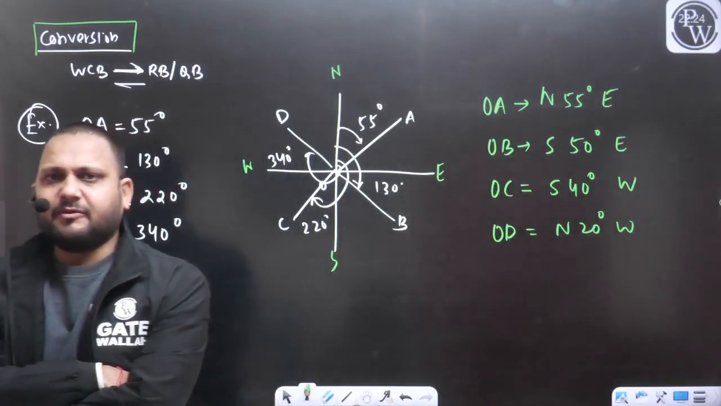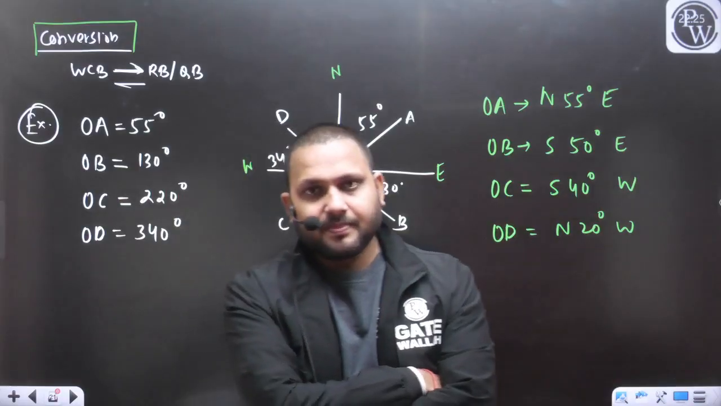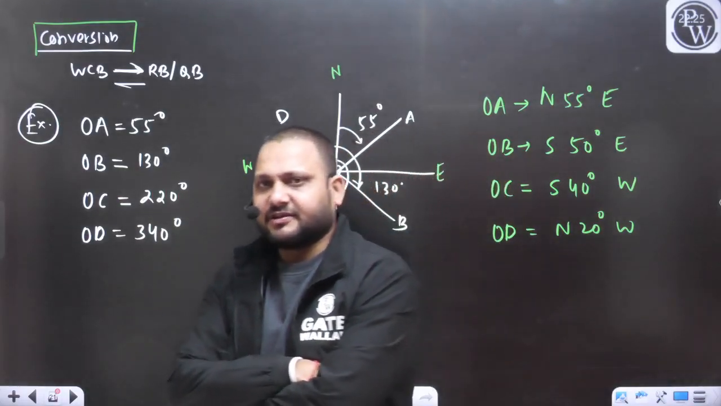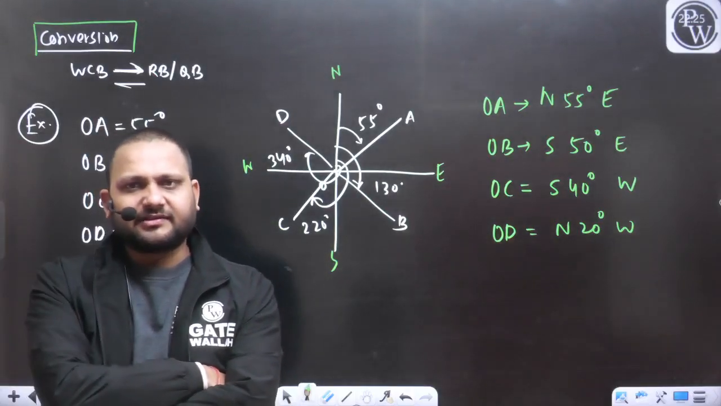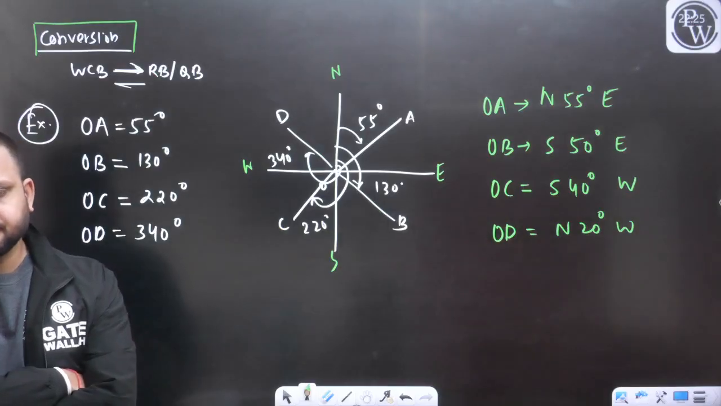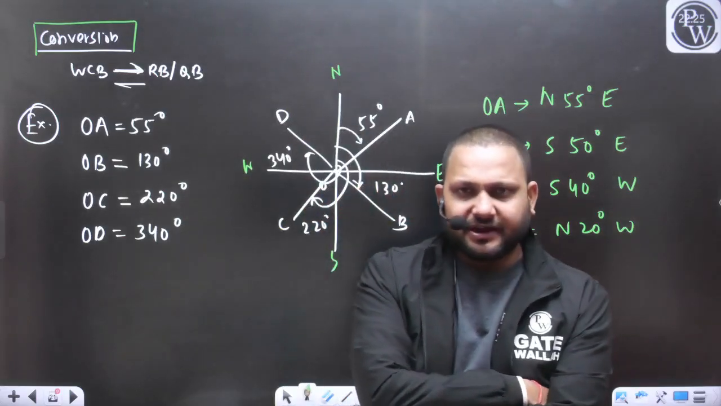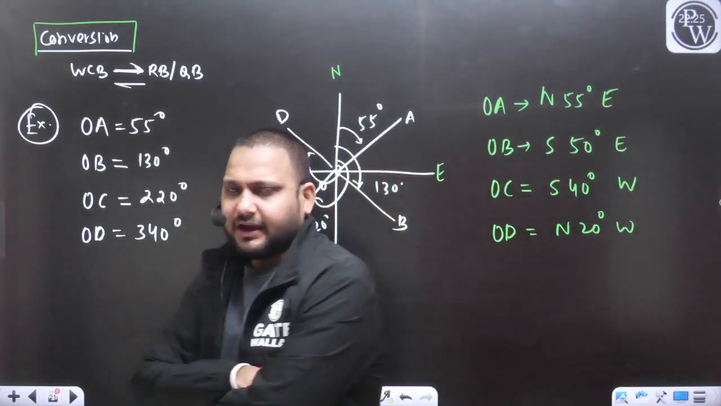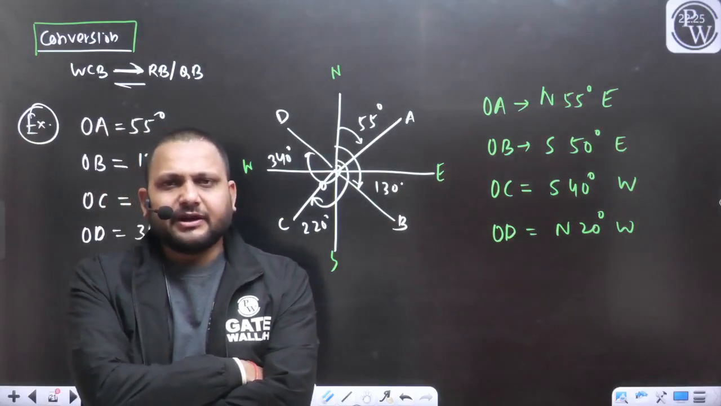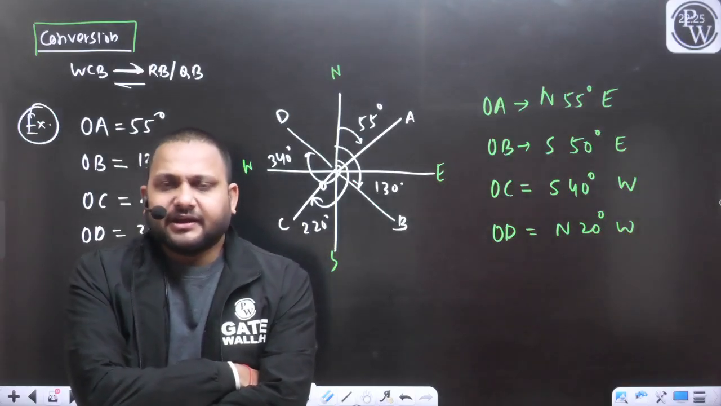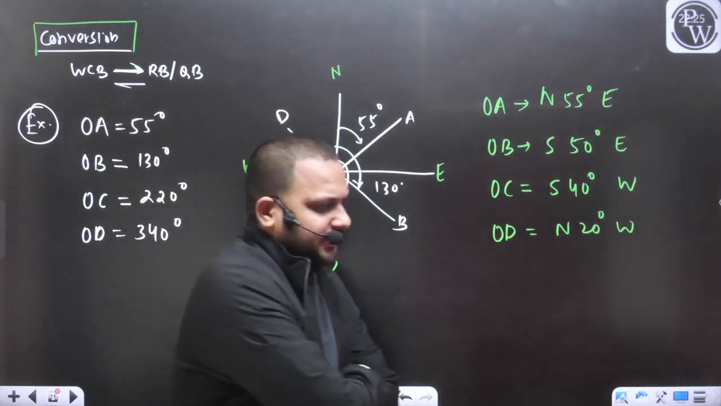You are comfortable with which system? WCB system or RB or QB system? Obviously the answer is going to be WCB system, because there is only one reference, there is only one direction, and to represent the bearing only an angle is required. So it will be easy for us to understand in the case of WCB system as compared to the RB or QB system.